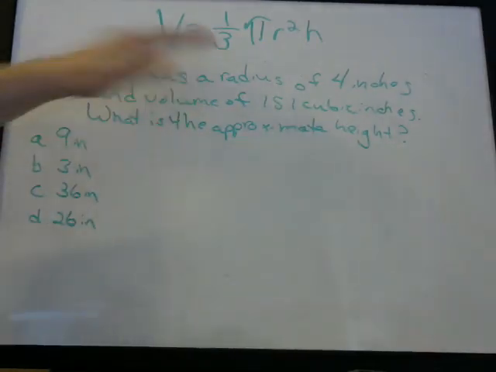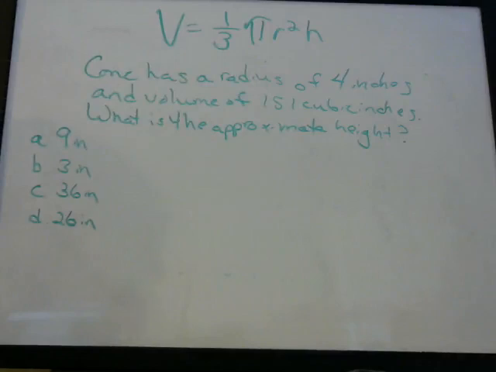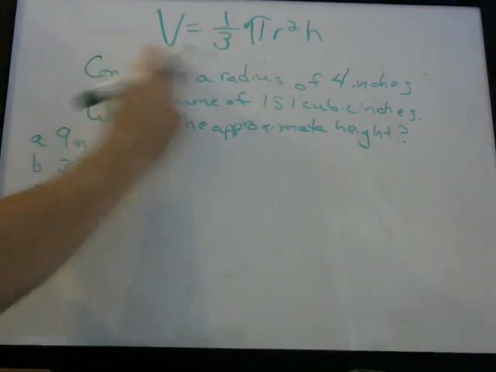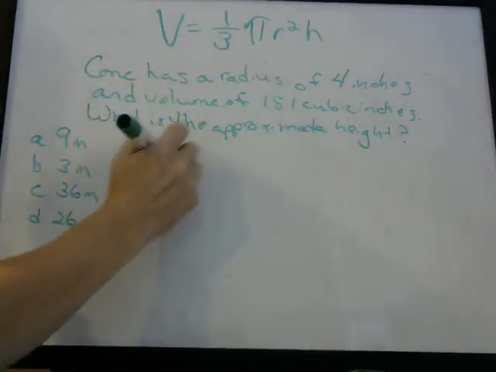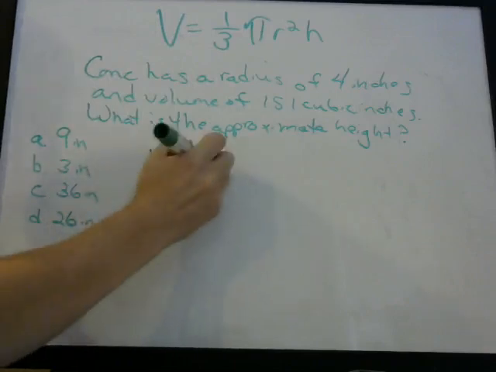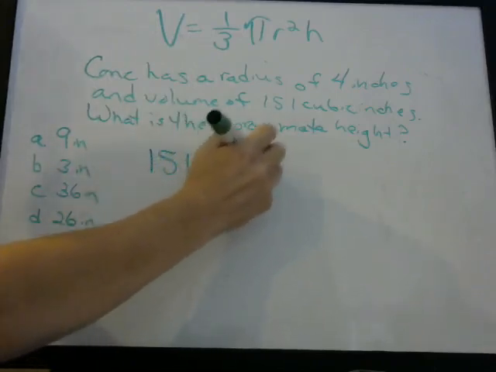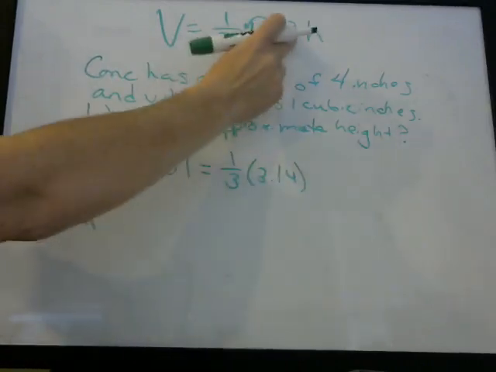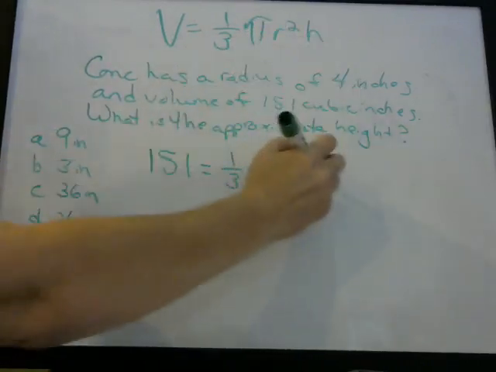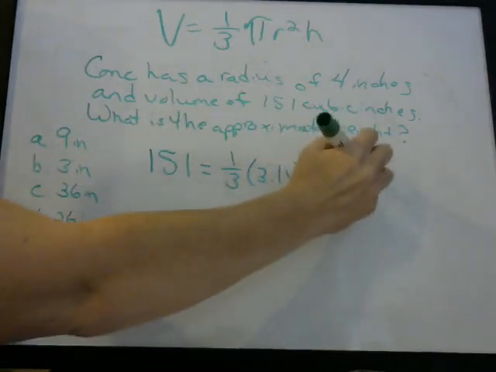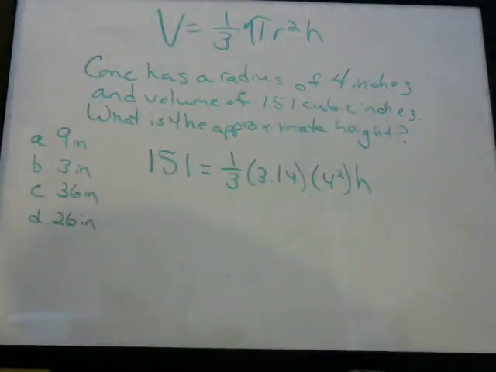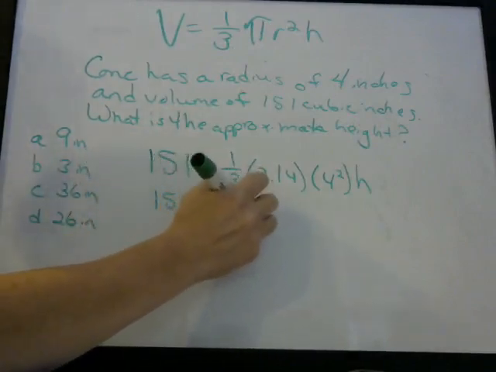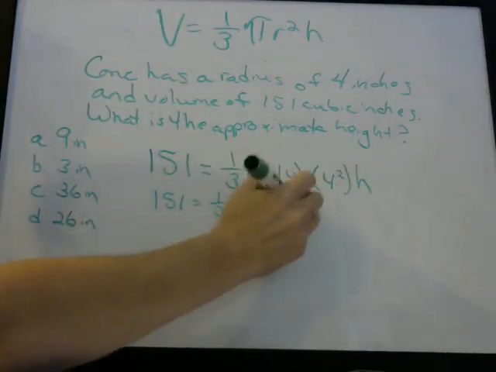So again, we're just going to plug the numbers in and then we're going to solve the algebra problem. If you don't know how to do algebra, then you need to watch those videos that are on the Facebook page. So here, volume, they've given us, is 151. So we just plug that in for V. 151 equals 1/3 times pi. So we're just writing the formula down again. Times radius squared. So radius, they said, is 4. So 4 squared times the height. That's what we're trying to figure out. So 151 equals 1/3 times 3.14. 4 squared is 16.